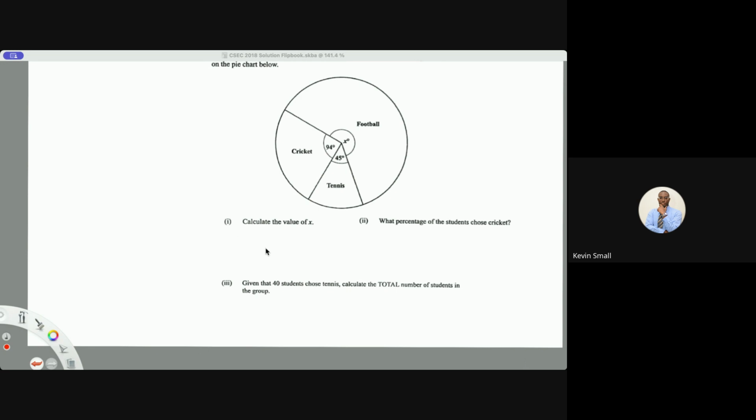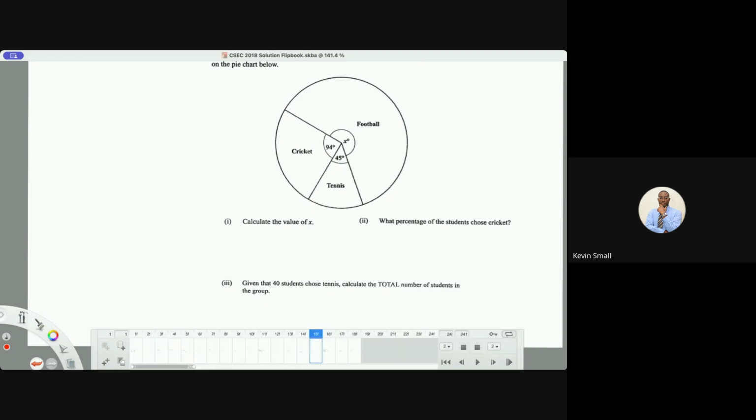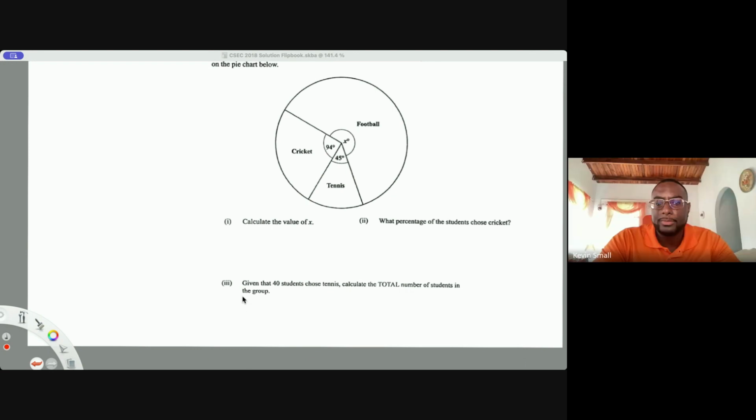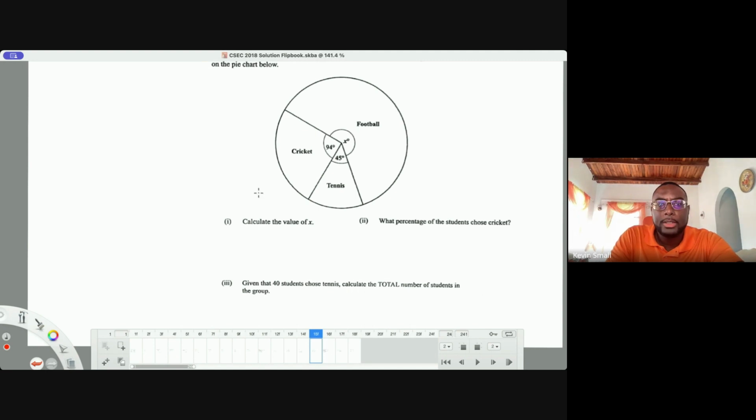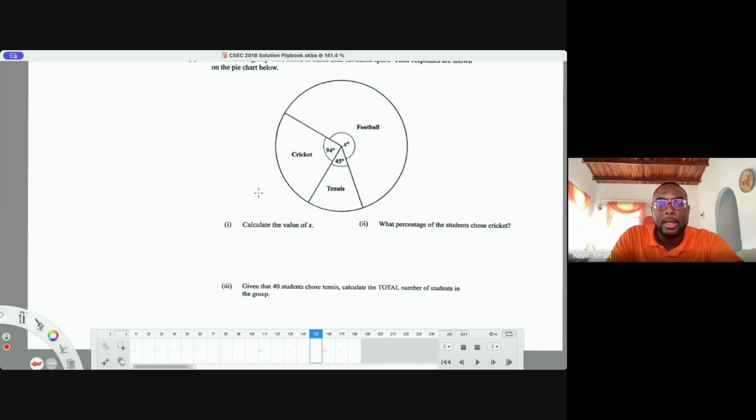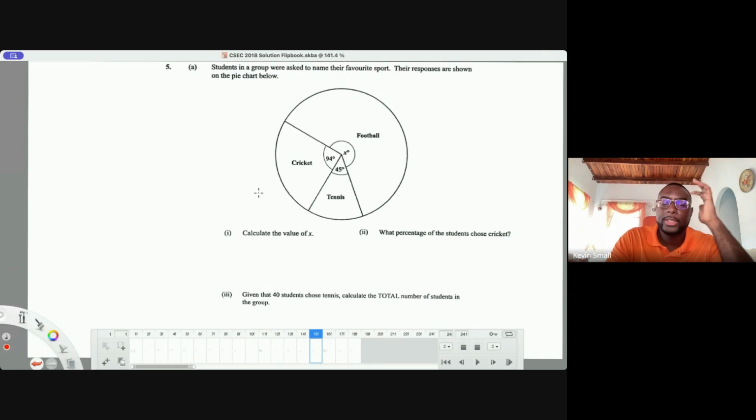All right, so I have a pie chart. Let's see if I can find that correct answer here. Okay, good. Found it. So with this question here, you have a pie chart. It represents students in the group and their favorite sport. Of course, we are missing X, so that is the easiest question in the world to solve.